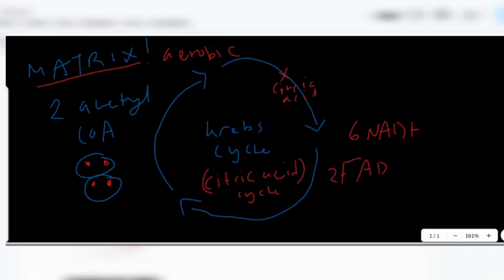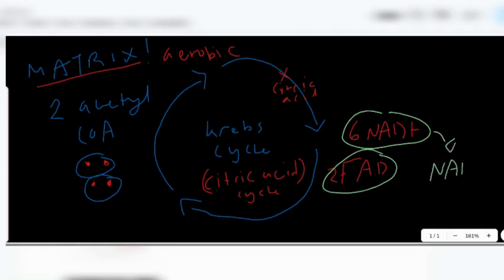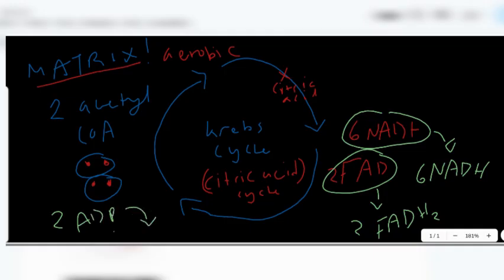As the cycle continues, the acetyl groups are oxidized, which means they lose electrons. These electrons are picked up by the electron carriers NAD plus and FAD, forming NADH and FADH. These high energy molecules will eventually deliver their electrons to the electron transport chain to fuel oxidative phosphorylation. Each turn of the Krebs cycle produces 3 NADH, 1 FADH, and 1 ATP made by substrate level phosphorylation, and 2 molecules of carbon dioxide as waste.